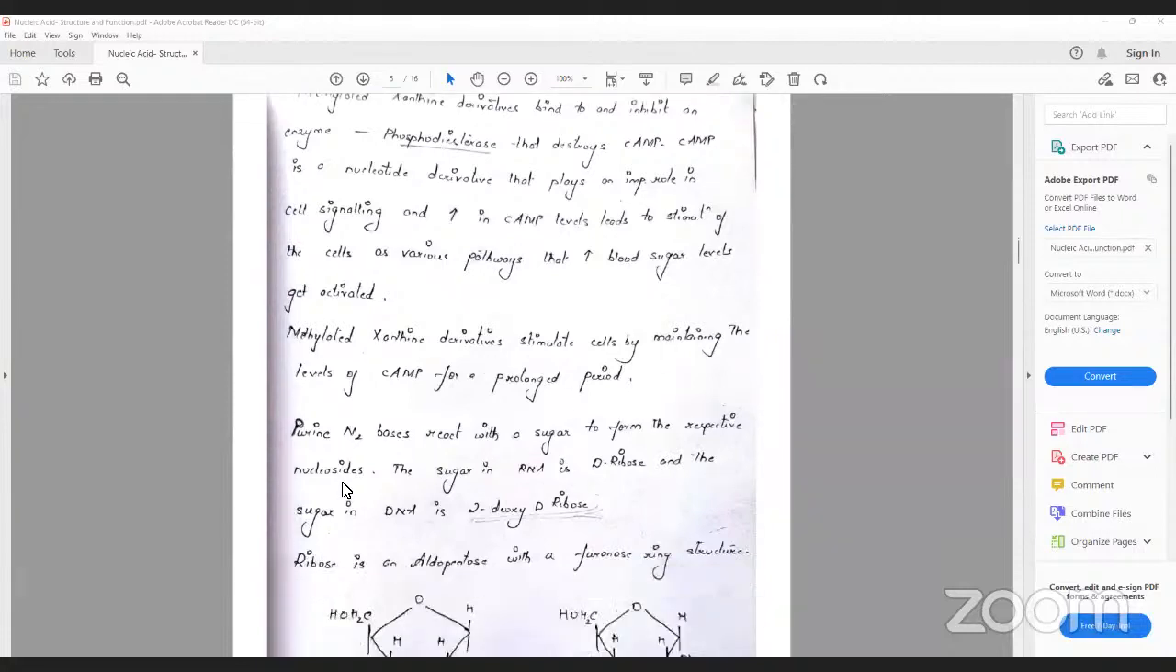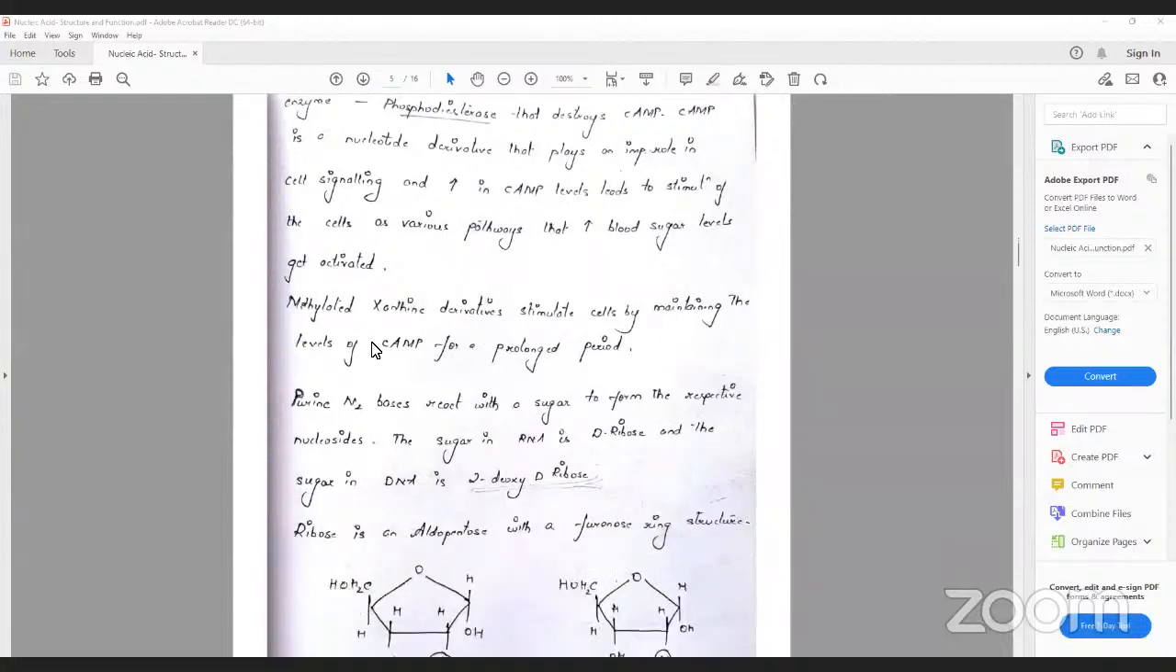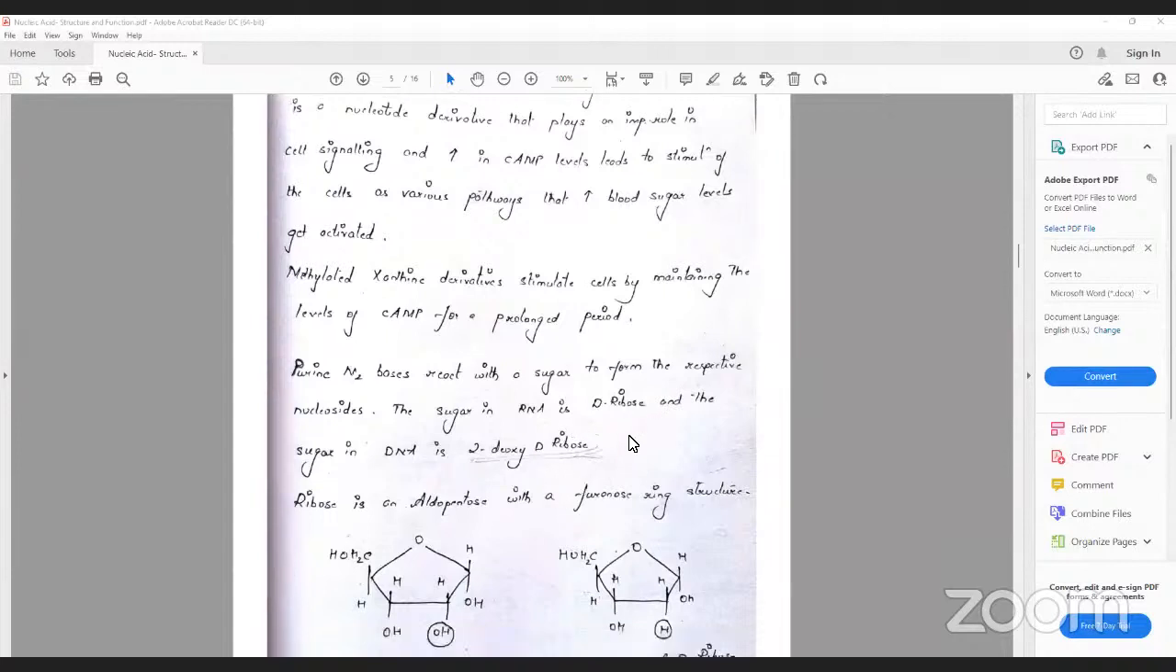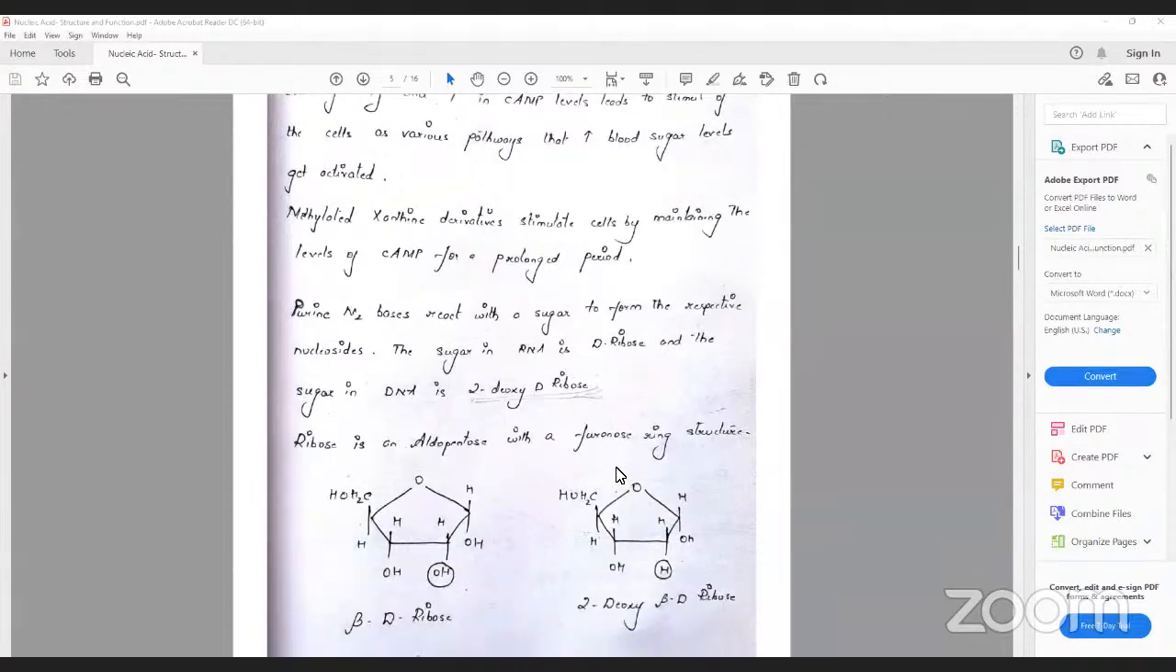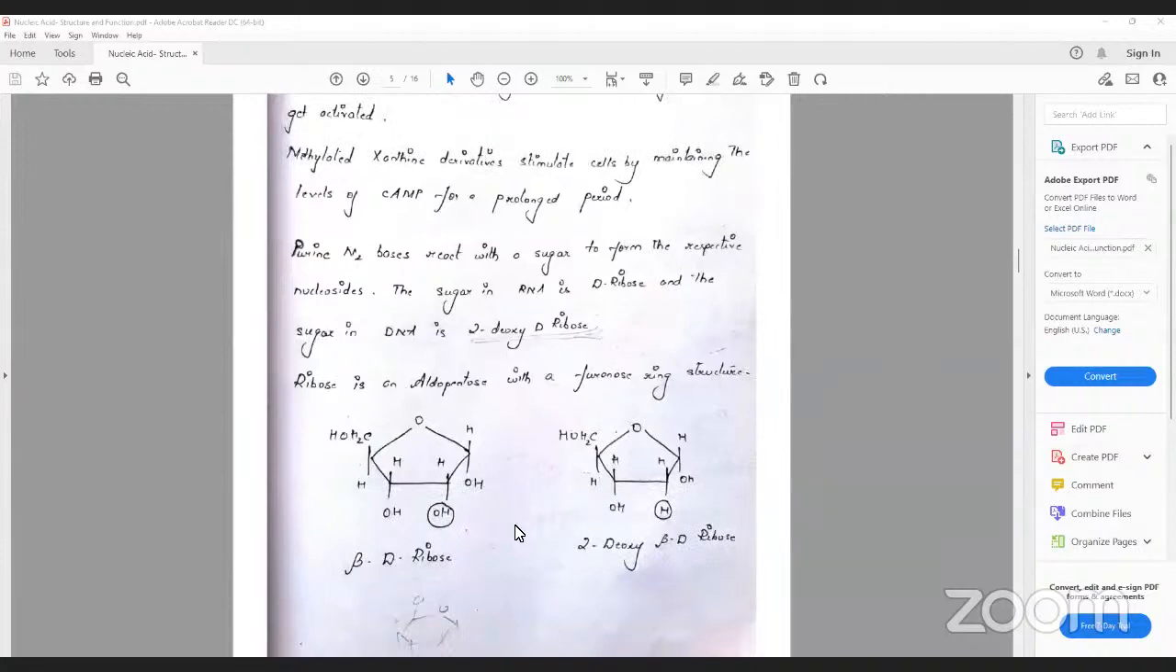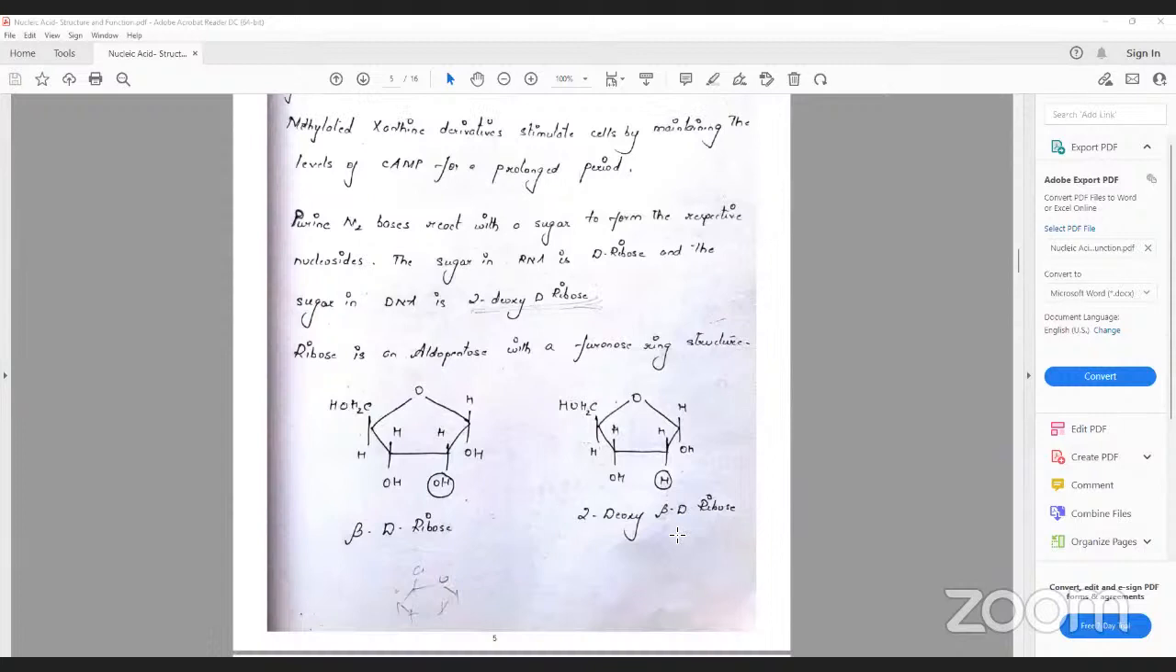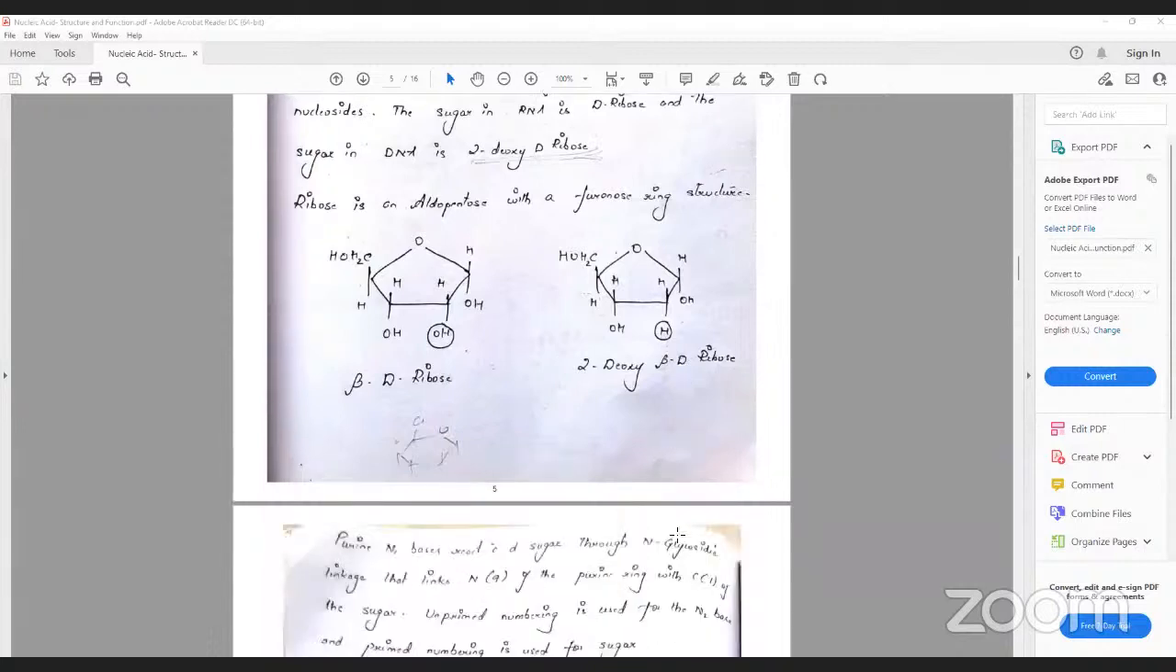Okay, so the second component of the nucleotide, as I said, is the sugar. Here the purine bases react with a sugar to form the respective nucleosides. We know that the sugar in RNA is D-ribose, and in DNA it is 2-deoxy D-ribose. Here I have circled the oxygen present in RNA; in DNA you lack that particular oxygen on the second carbon.